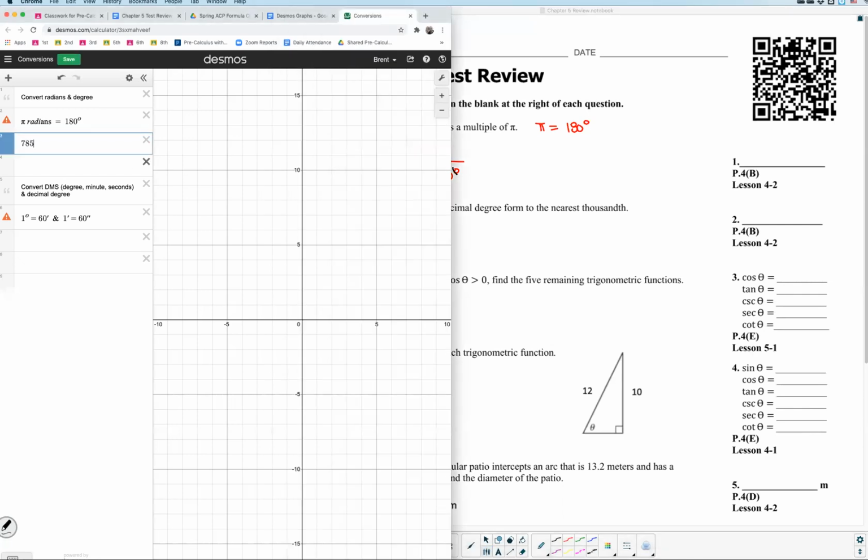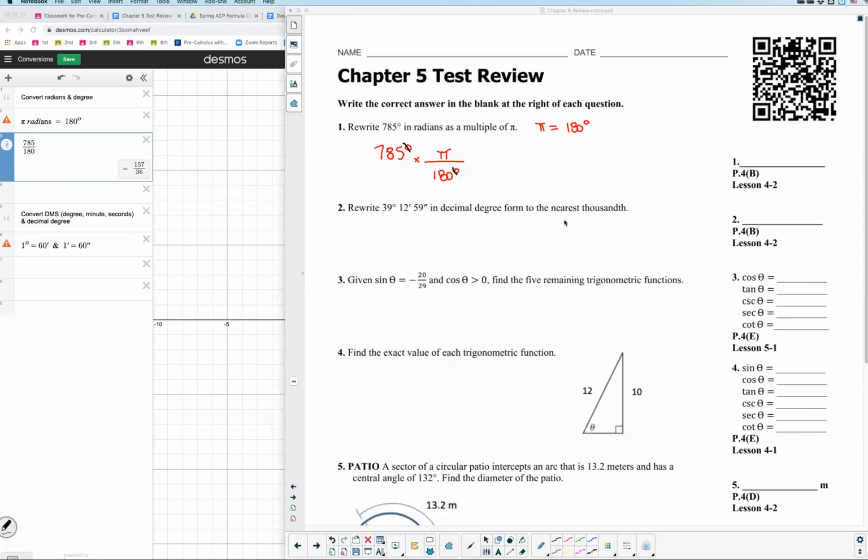785 divided by 180. And I'm going to hit the fraction button on the left side, that little button right there. That's going to give me, in terms of fractions, this value right here would equal 157 pi's, because notice in Desmos, I did not type in the pi symbol, and that would be divided by 36. Since I did not type in the pi symbol over here, I need to add it on this side. And that would be my solution. 157 pi's divided by 36. And that's how you convert, just like that.